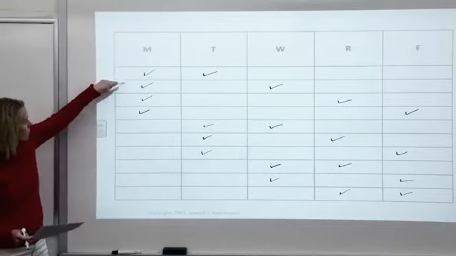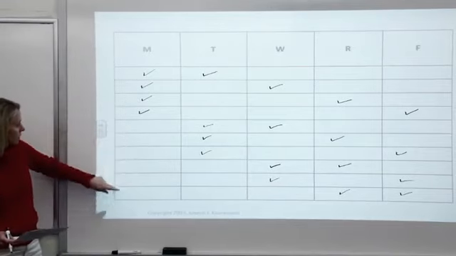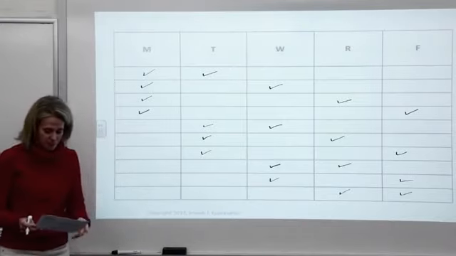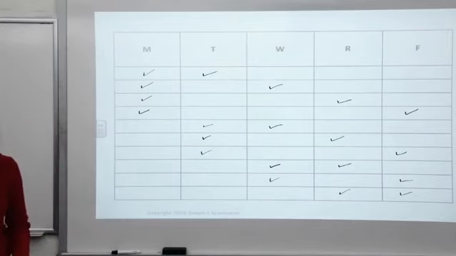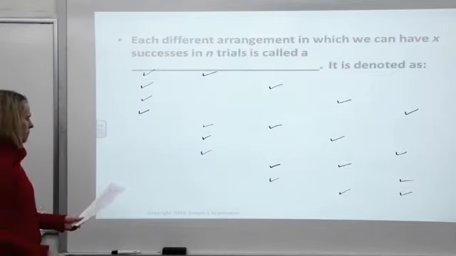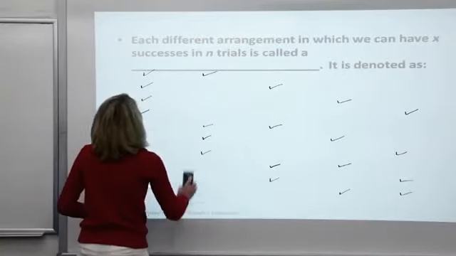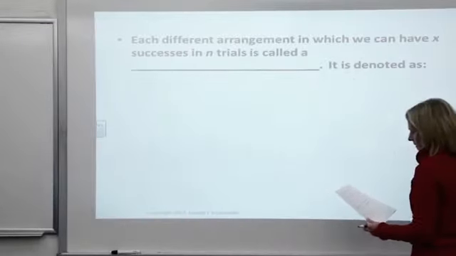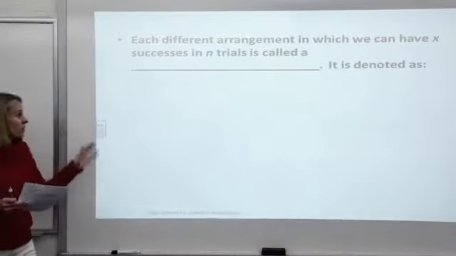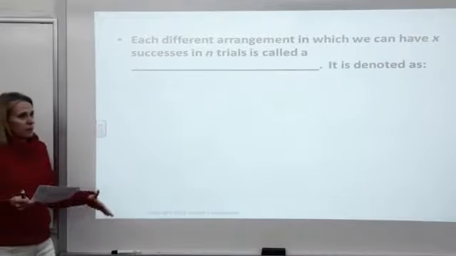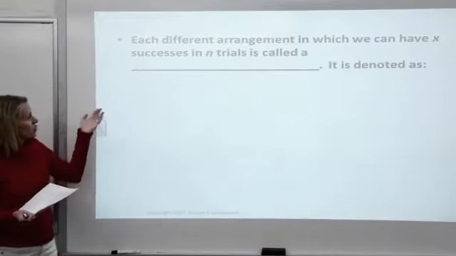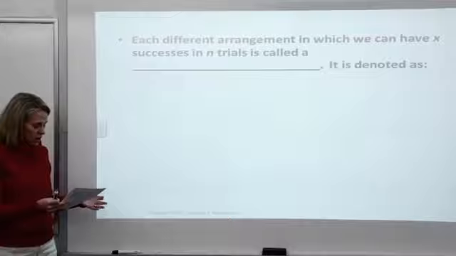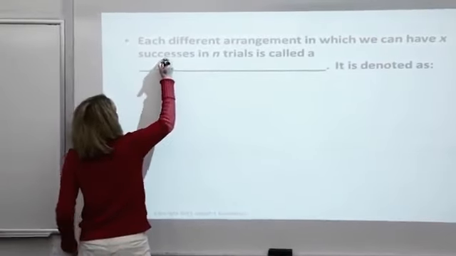So if we count that up, 6, 7, 8, 9, 10, there are 10 ways that you can get a parking spot on 2 out of 5 days. All right, let's talk some more about that. Each one of those ways that we just looked at, each one of those different arrangements where we have X successes and N trials, each one of those is called a combination.